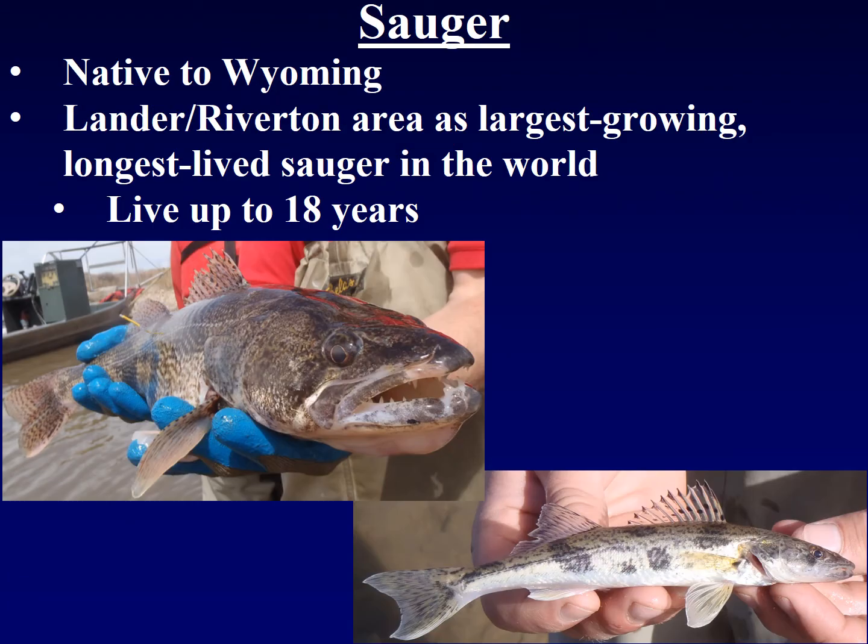Sauger are one of the most unique Wyoming native fish species. They prefer warmer water than trout and are common in the Popo Agie, Little Popo Agie, Wind and Little Wind rivers downstream of Hudson and are also common in Boysen Reservoir. The sauger population in the Lander and Riverton area is one of the most unique sauger populations throughout the range of the species because it contains the largest growing and longest living sauger known to science. Sauger have been aged up to 18 years old in the Popo Agie and Little Wind rivers.